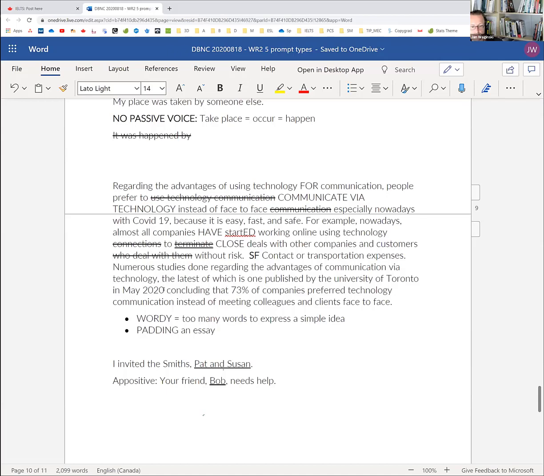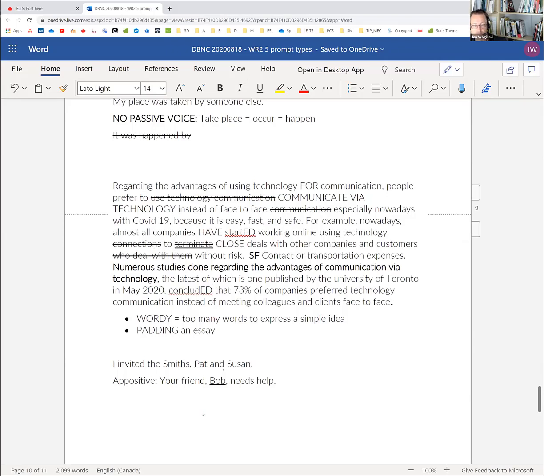See, this is what I thought. I thought you need a comma here. Numerous studies done regarding the advantages of communication via technology. And I thought this whole thing was your subject. And then I thought that maybe this was just a conjugation issue, that this should be concluded. Yeah, because it's "may". We need to put it in the past, concluded that points face to face. Okay, there you go.